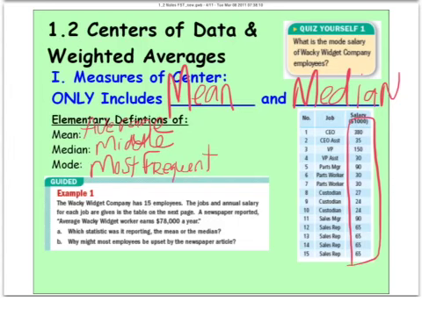So let's actually take a look at the salary data and answer these 2 questions here. It says here in the Wacky Widget Company we have these 15 employees. The jobs and annual salary for each job are given in the table. A newspaper reporter reported that the average Wacky Widget worker earns $78,000 a year. Part A, which statistic was it reporting, the mean or the median? So when he said average, did he really mean the mean or the median? Take a moment and see if you can figure that out. So I'm going to pause the video for a second and see if you can figure it out.